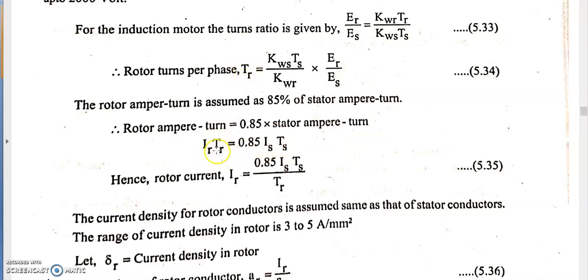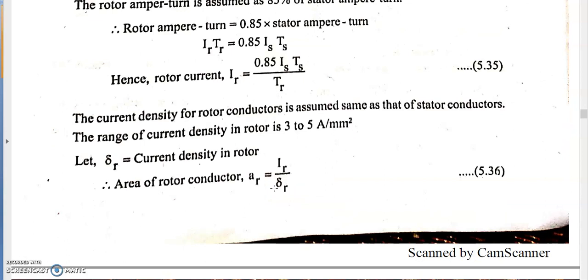So this turns we can substitute over here, so that the rotor ampere turns IR times TR will be equal to 0.85 times IS TS. From this we can calculate this IR. IR is what we need to calculate. We calculate this IR from this formula, and then we substitute it here, assuming a proper value for the current density between 3 to 5 ampere per mm square. We are calculating the area of cross section of the rotor conductors.